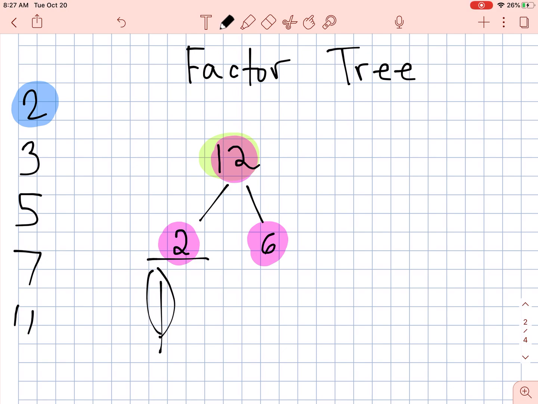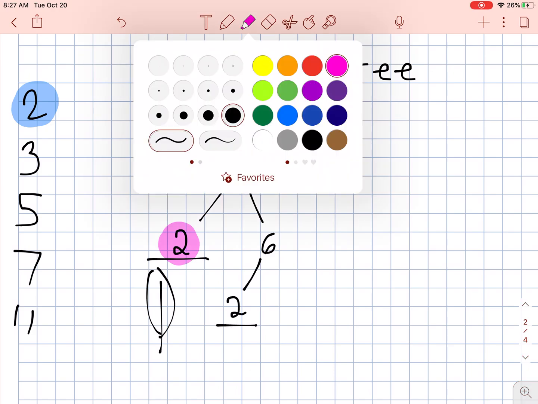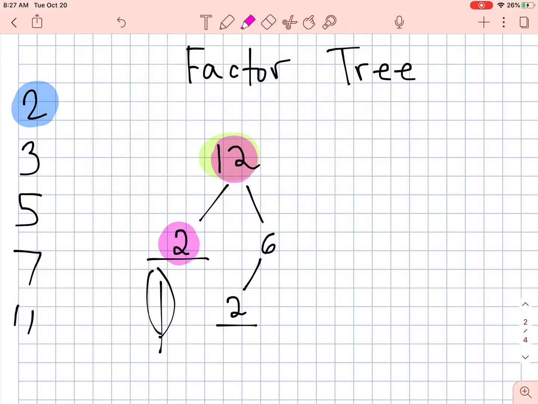And how about 6? Is 6 prime? Let's look over here. Is 6 prime? No, 6 is not prime. So again, I'm going to start with the lowest prime number, 2, and I'm going to add a 2 here. It's prime, so I'm going to underline it. And I'm going to ask a very similar question here. 2 times what makes 6?